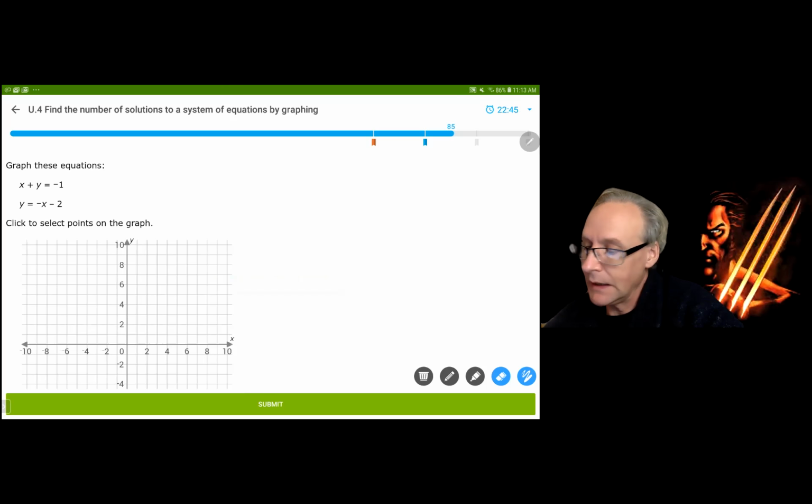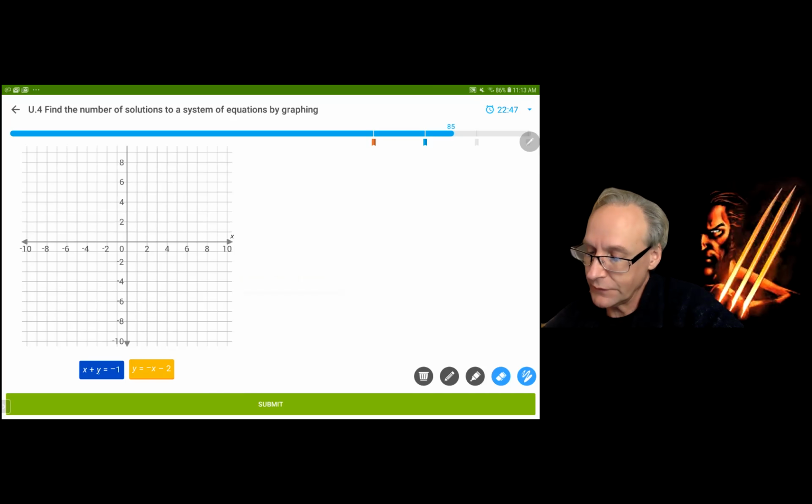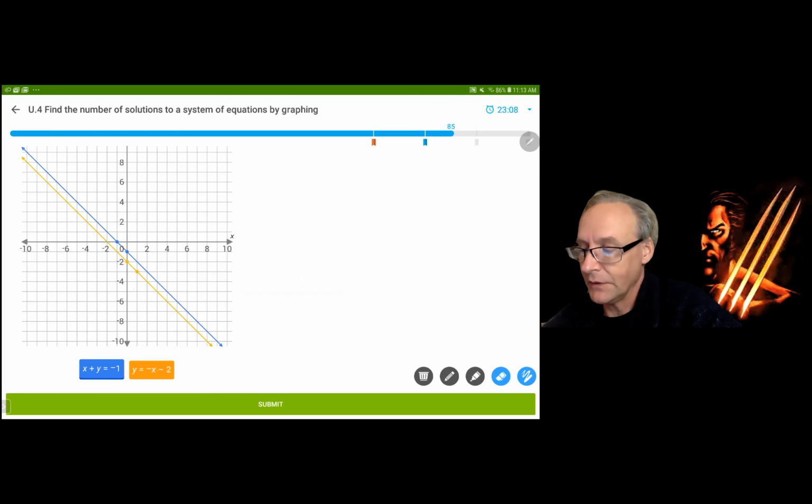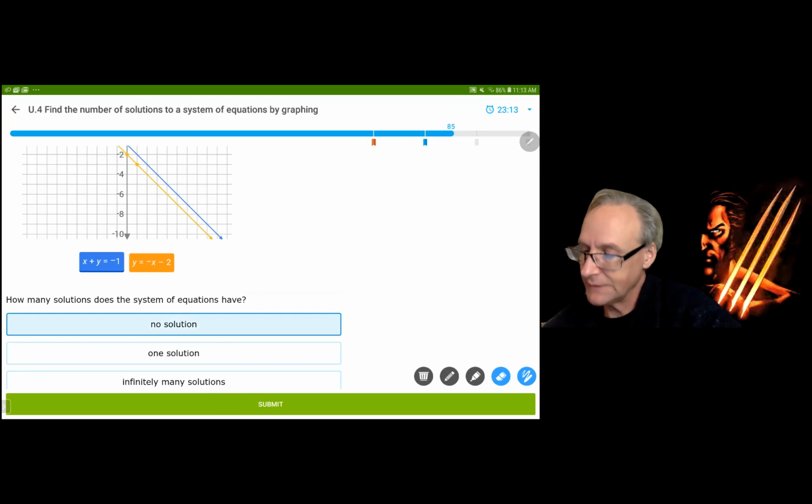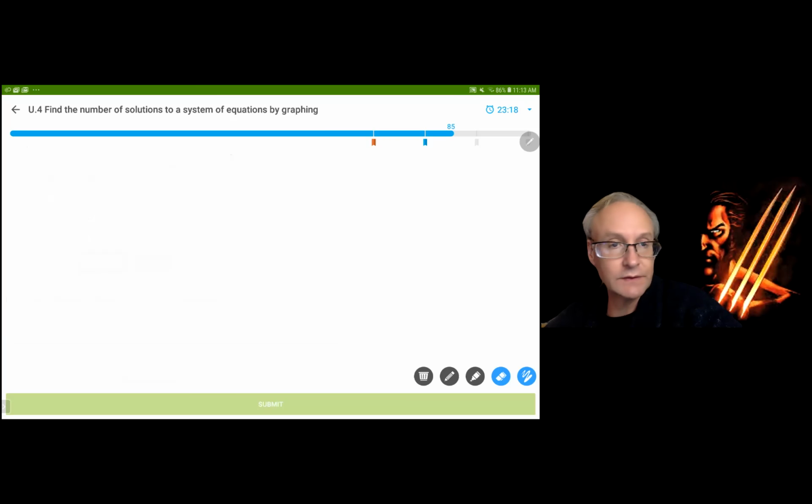In this one, I am going to graph the blue one first. If x is 0, y is -1, isn't it? If y is 0, x is -1. So there's my blue equation. For my orange equation, I'm going to go through 0, -2, and I have a slope of -1. And those sure look parallel, don't they? That is no solution. Parallel lines have no solution. All right, we're getting there.